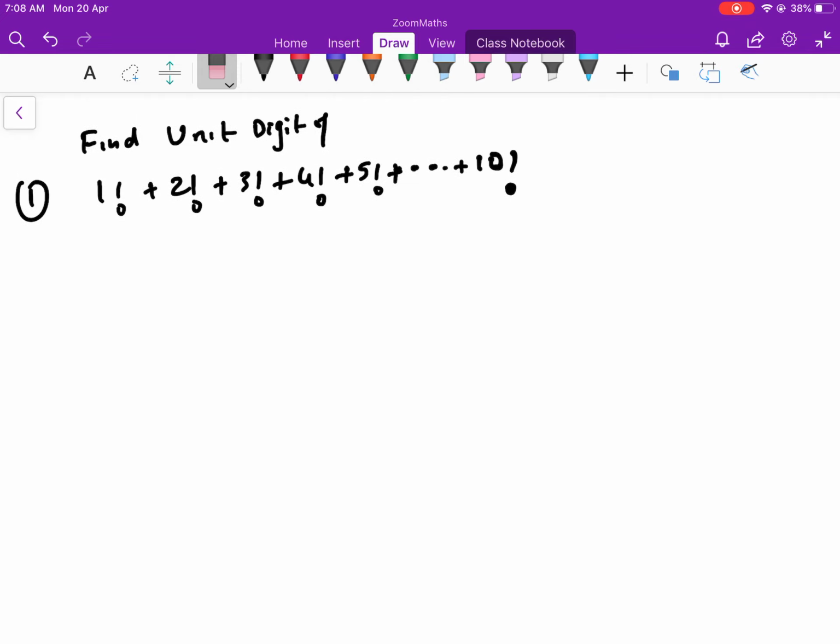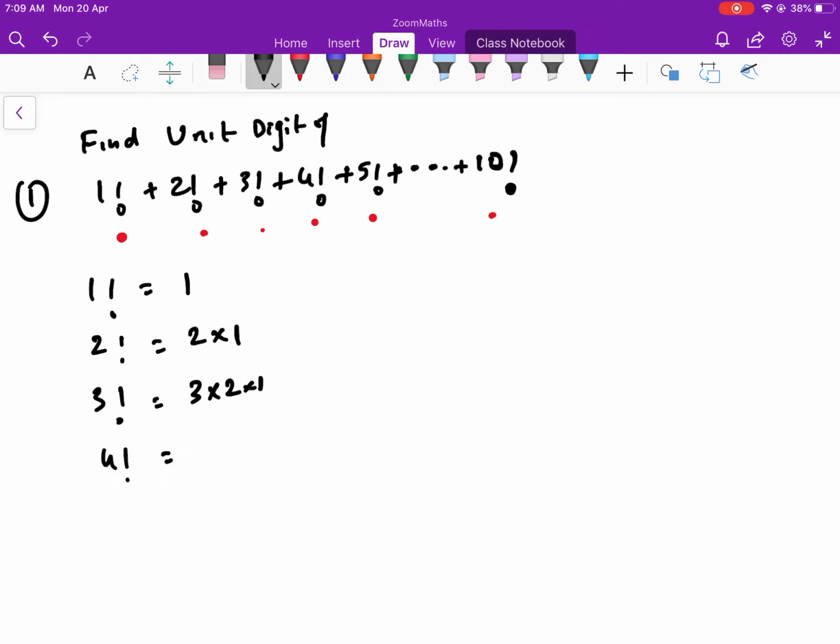The first one, we have a question: 1 factorial plus 2 factorial plus 3 factorial plus 4 factorial plus 5 factorial up to 10 factorial. We need to find the unit digit. So what is a factorial? A factorial of a number is nothing but, 1 factorial is just 1. 2 factorial is 2 into 1. 3 factorial is 3 into 2 into 1. 4 factorial is 4 into 3 into 2 into 1, which can be written as 4 into 3 factorial.